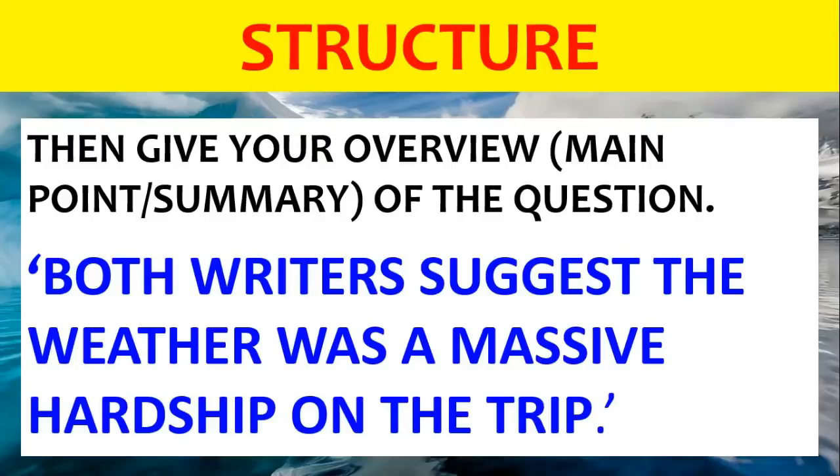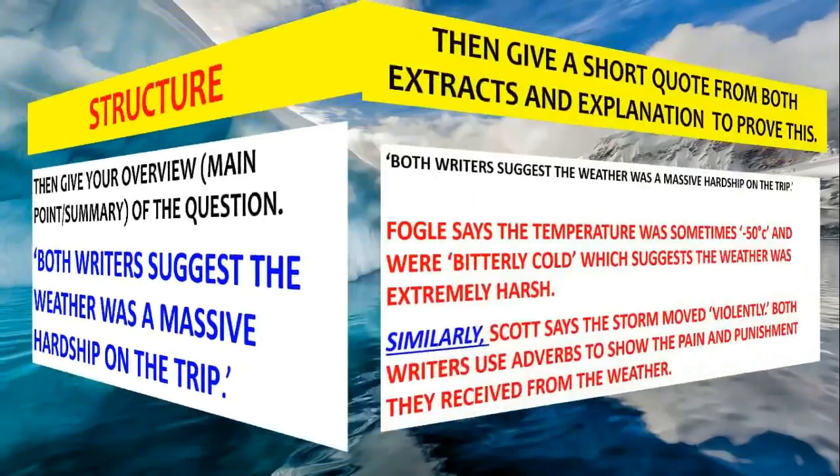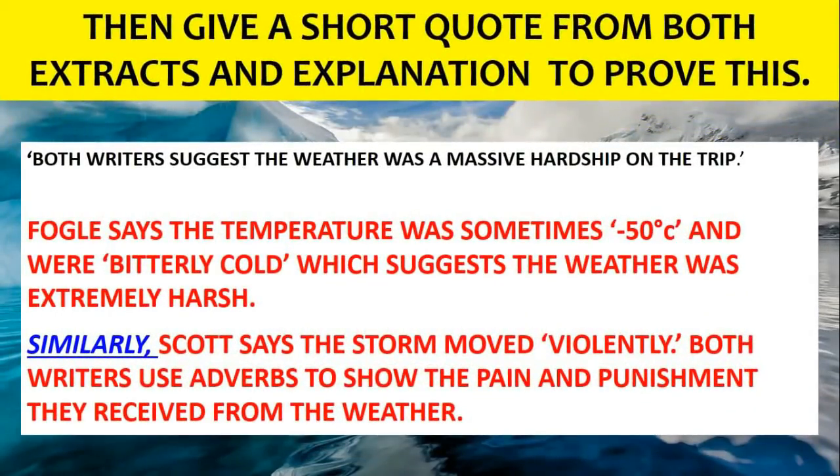Now all I'm going to say is what tells me that from extract 1 and what tells me that from extract 2. Fogle says the temperature was sometimes -50 and were bitterly cold, which suggests the weather is extremely harsh. It isn't an easy search and find question, so I've not just put "bitterly cold", I'm putting what that quote suggests. "Bitterly" suggests the weather was extremely harsh. It's not just cold, it's bitterly cold. If I wanted to, I could add that it's an adverb that's been used.